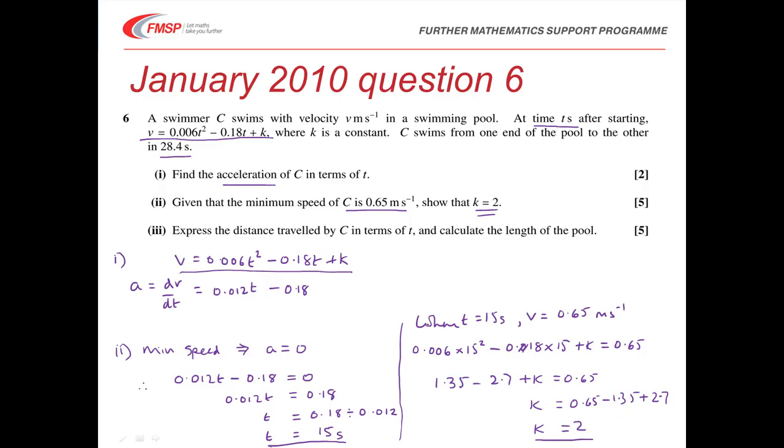Now let's look at the last part of the question. Express the distance travelled by c in terms of t and calculate the length of the pool. So we've got velocity and we need to find distance, so we're going to integrate that expression, and from the information that it takes 28.4 seconds to do one length, we're going to find the length of the pool.